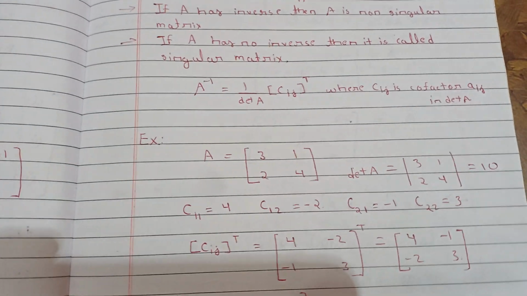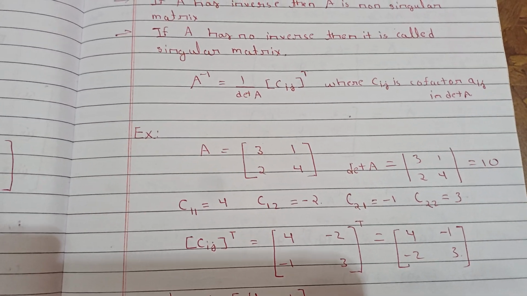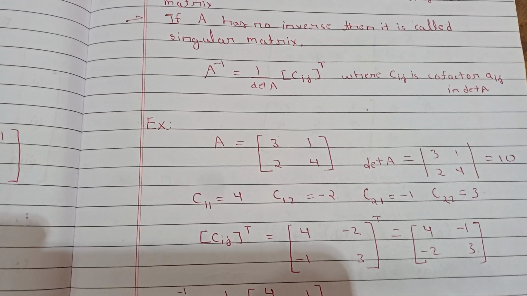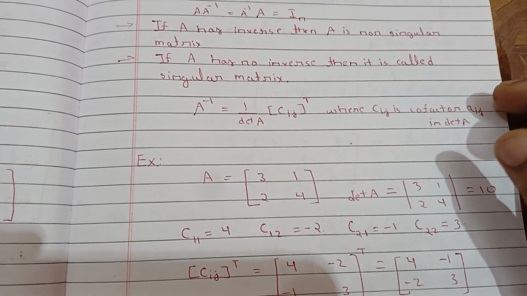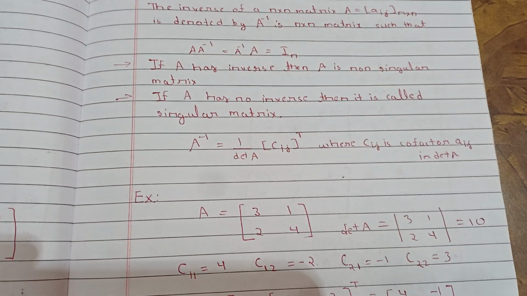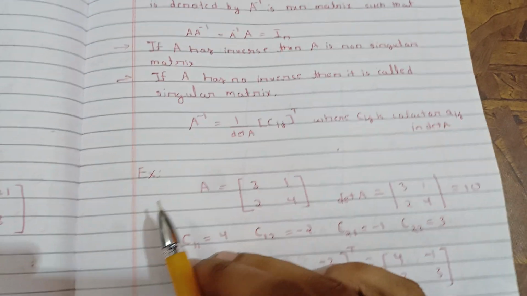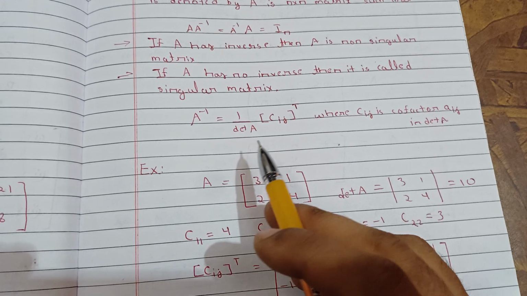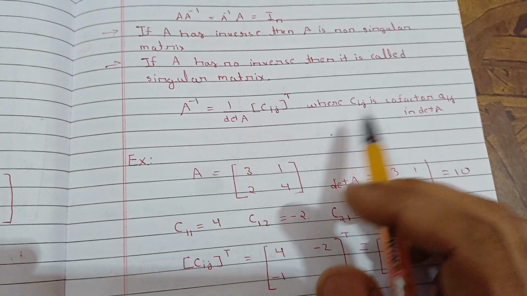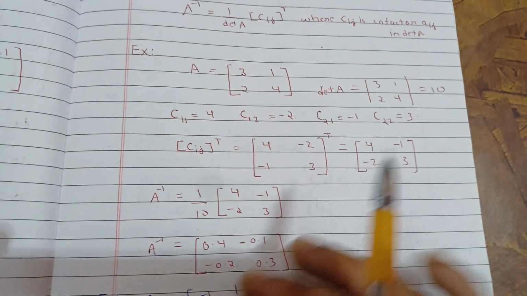So hello everyone, this is lecture 15 for the mathematical physics in which we were studying the matrices, and in the last lecture we were discussing the inverse of a matrix. So we see that here is the formula for inverse, that is 1 upon determinant A, cofactor matrix ka transpose. Okay, this was the formula. So let's see some examples.